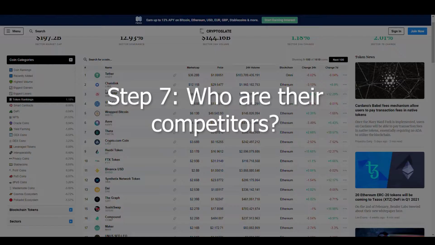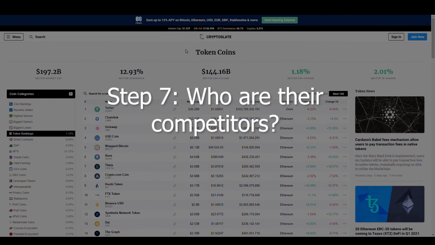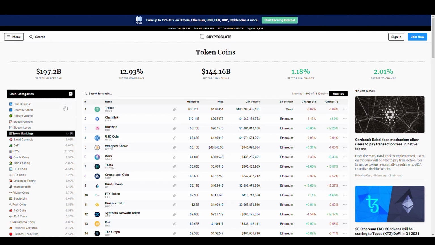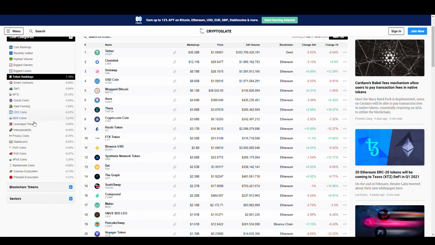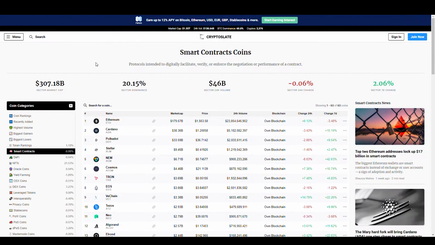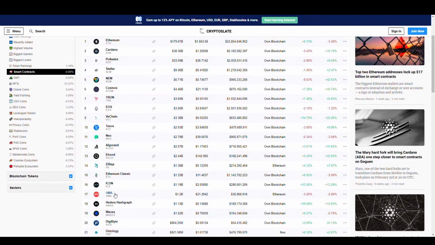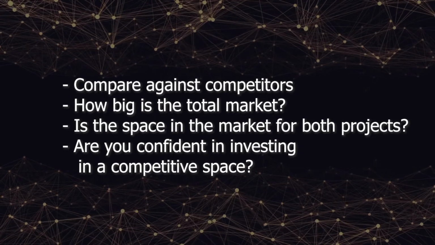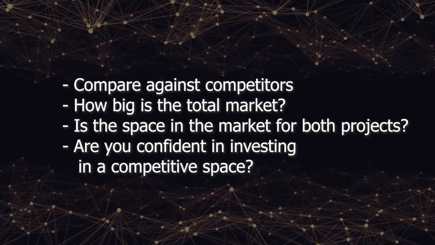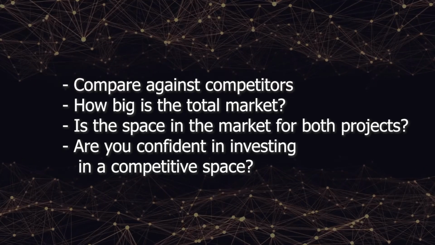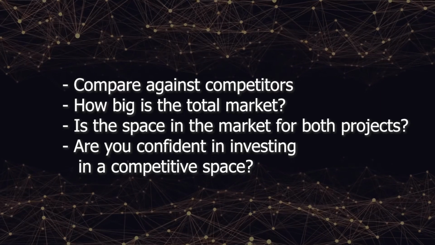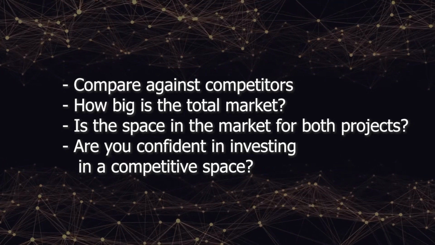So step number 7 is to find out the competition. In this step, you'll be finding out if another project is already doing a similar sort of thing to the project you're interested in. It's probably best to check if someone is already doing the same thing and if they could be doing it better. Things to ask yourself are, why would you invest in this coin over the competitor? What are the chances that your particular coin or crypto will come out the winner in the end?